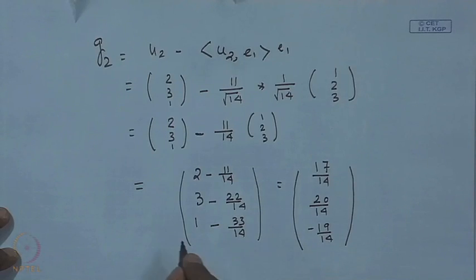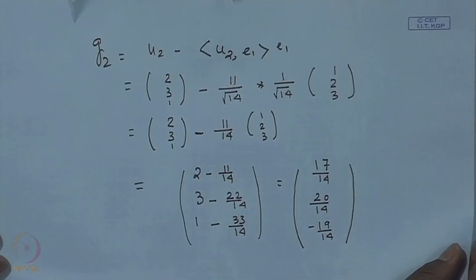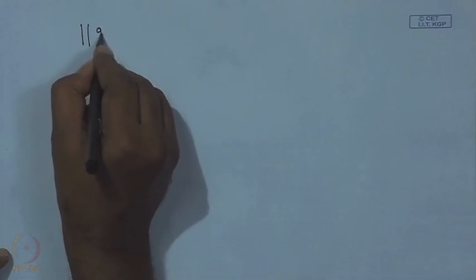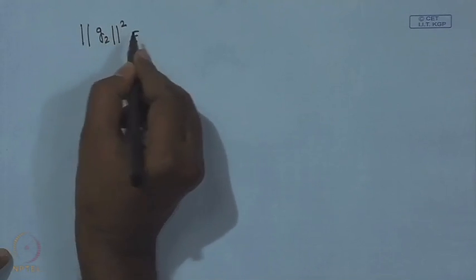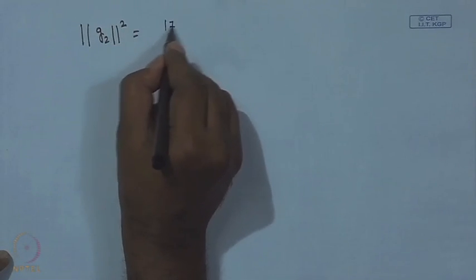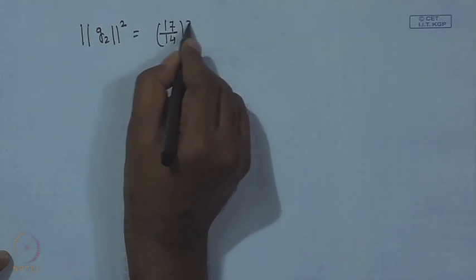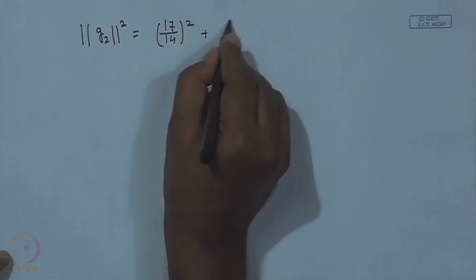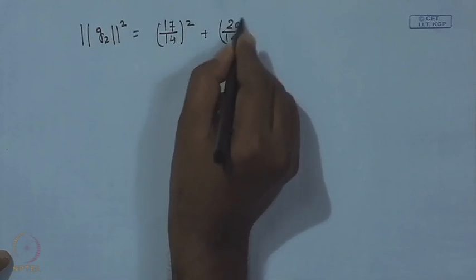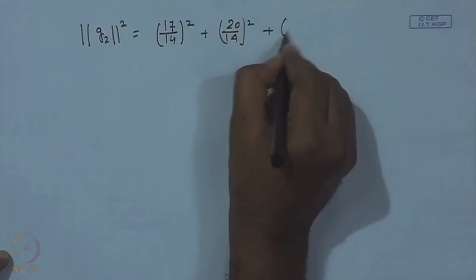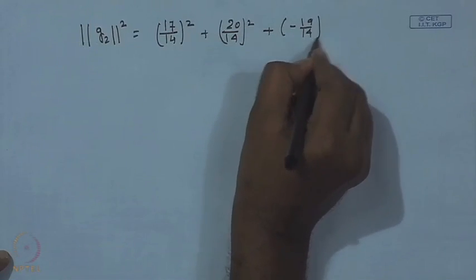So, we get the vector g2, and then we make it orthonormal. Therefore, we make its norm equal to 1. So, we evaluate the norm of g2. This becomes the square of 17 by 14, plus the square of 20 by 14, plus the square of minus 19 by 14.